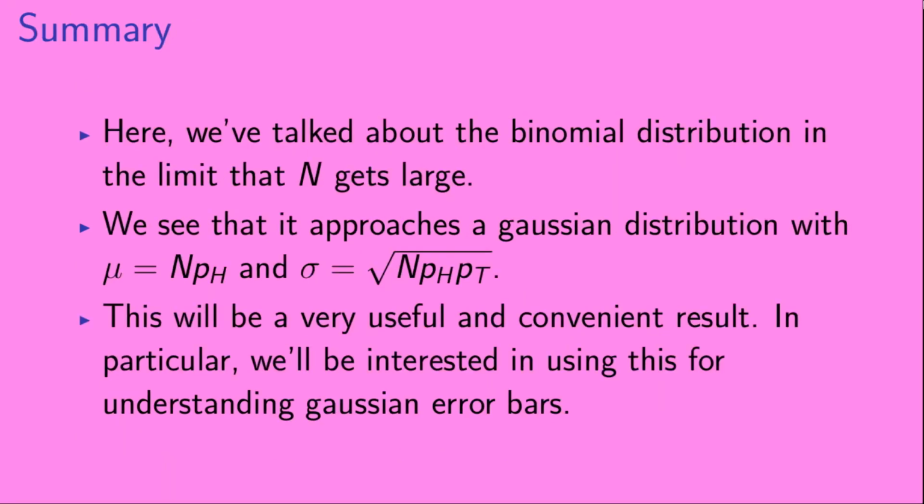Okay, so let's summarize. Here we've talked about the binomial distribution in the limit that n gets large. We see that it approaches a Gaussian distribution with mu equal to n pH and sigma equal to the square root of n pH pT. This will be a very useful and convenient result. In particular, we'll be interested in using this for understanding Gaussian error bars.